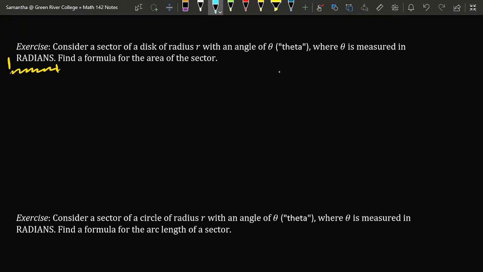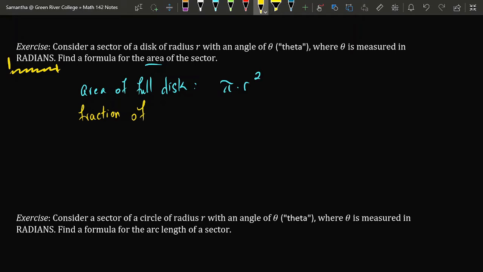In this case, we have a sector of a disk with a radius of r, and we're trying to figure out what the area of the sector would be. So using the same principles that we used in the previous few exercises, the area of the full disk would be given by the formula pi times the radius squared. Now just like in the previous exercise, we can consider what fraction of a disk we would be working with in this problem.